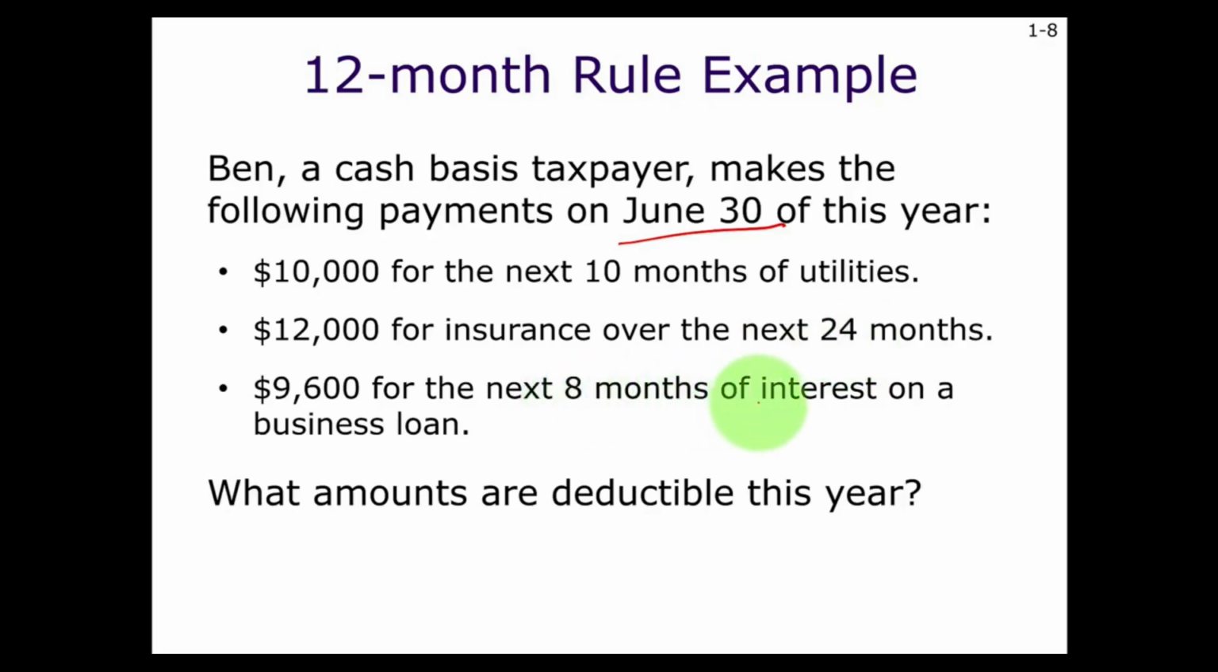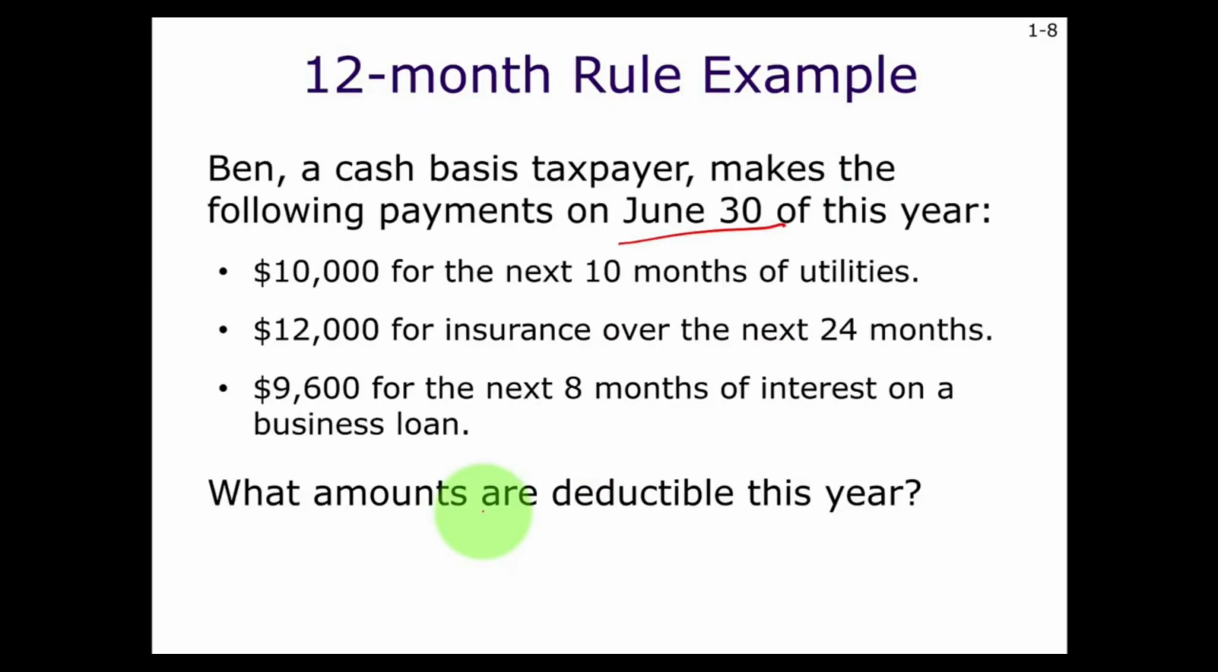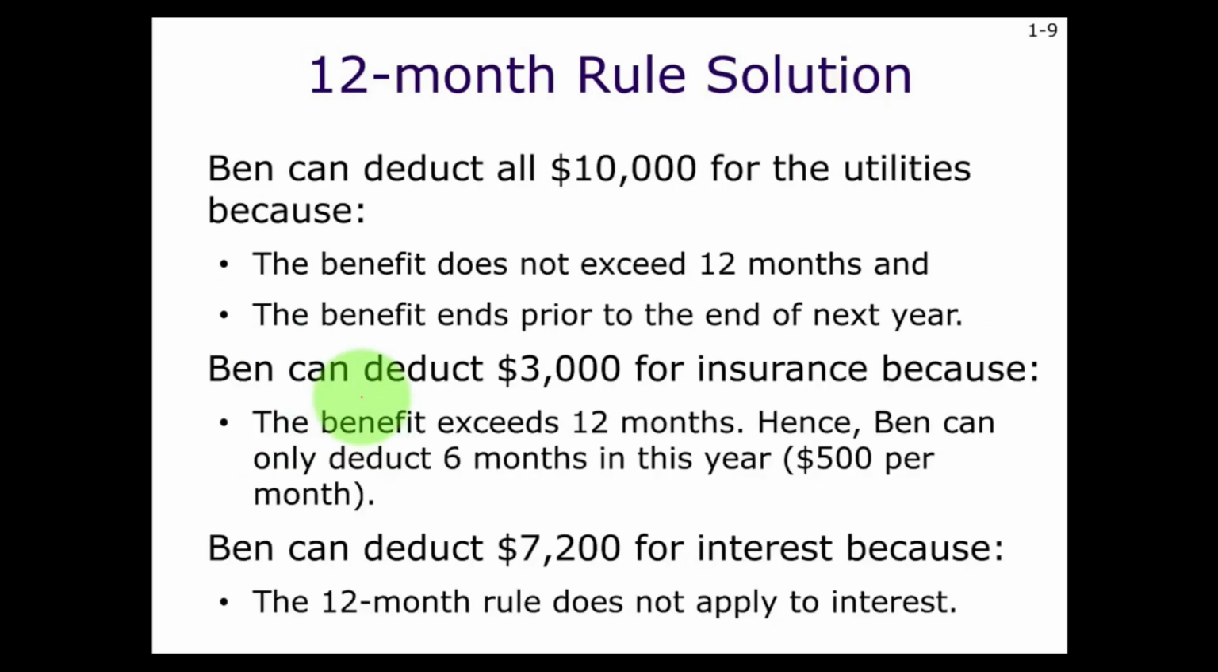8 months of interest. Oh, let's go back to the previous slide. Here it says that the 12-month rule doesn't apply to interest, so you have to deduct it for the period in which it benefits. No 12-month exception here. So here we're paying it for 8 months. So 6 months for the current year. 6/8 of this should be deducted this year, and then 2 months' worth deducted next year, even though you're paying it up front. So here's the calculation for those 3 situations.